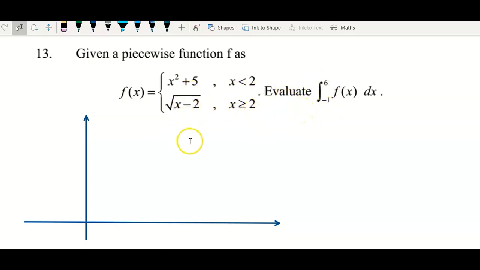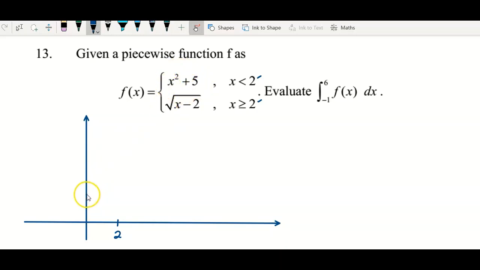So here I want to sketch the graph so that it is easy for me to explain my solution. For this curve of f(x), I need to draw two different curves. One is at the left hand side of 2, and the other one is for the right hand side of 2, because 2 is like a boundary point. When x is less than 2, I have my function x squared plus 5, which is my quadratic function.